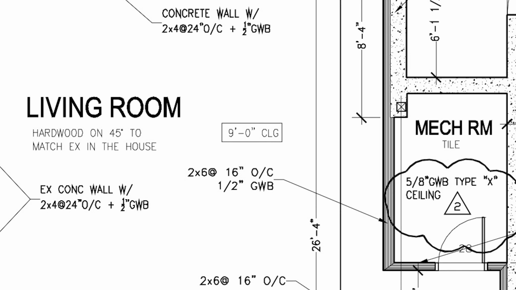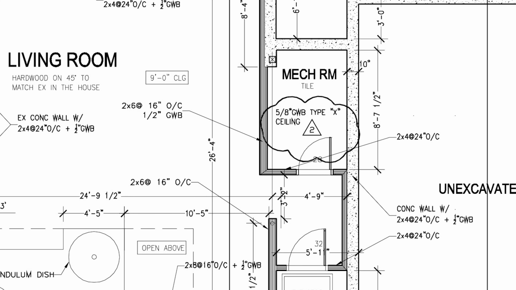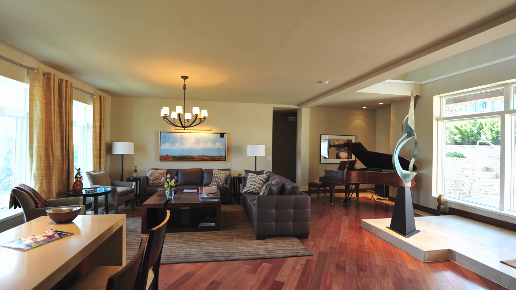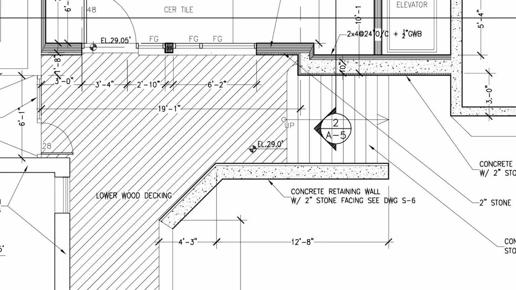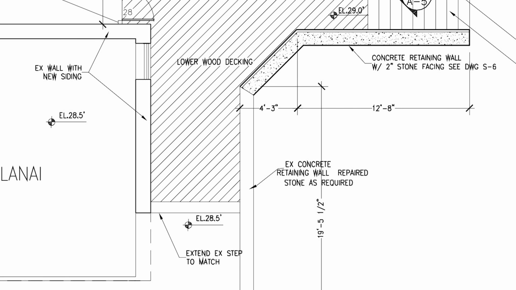Usually that's always boxed in. You'll see what the floor finish is. So here in this mechanical room, I think this was serving the elevator, we have tile. Living room, hardwood floor. Is there anything else we need to talk about on this drawing? Elevations. There is a different elevation here, a different elevation. So that will tell you that this is lower and this is higher.